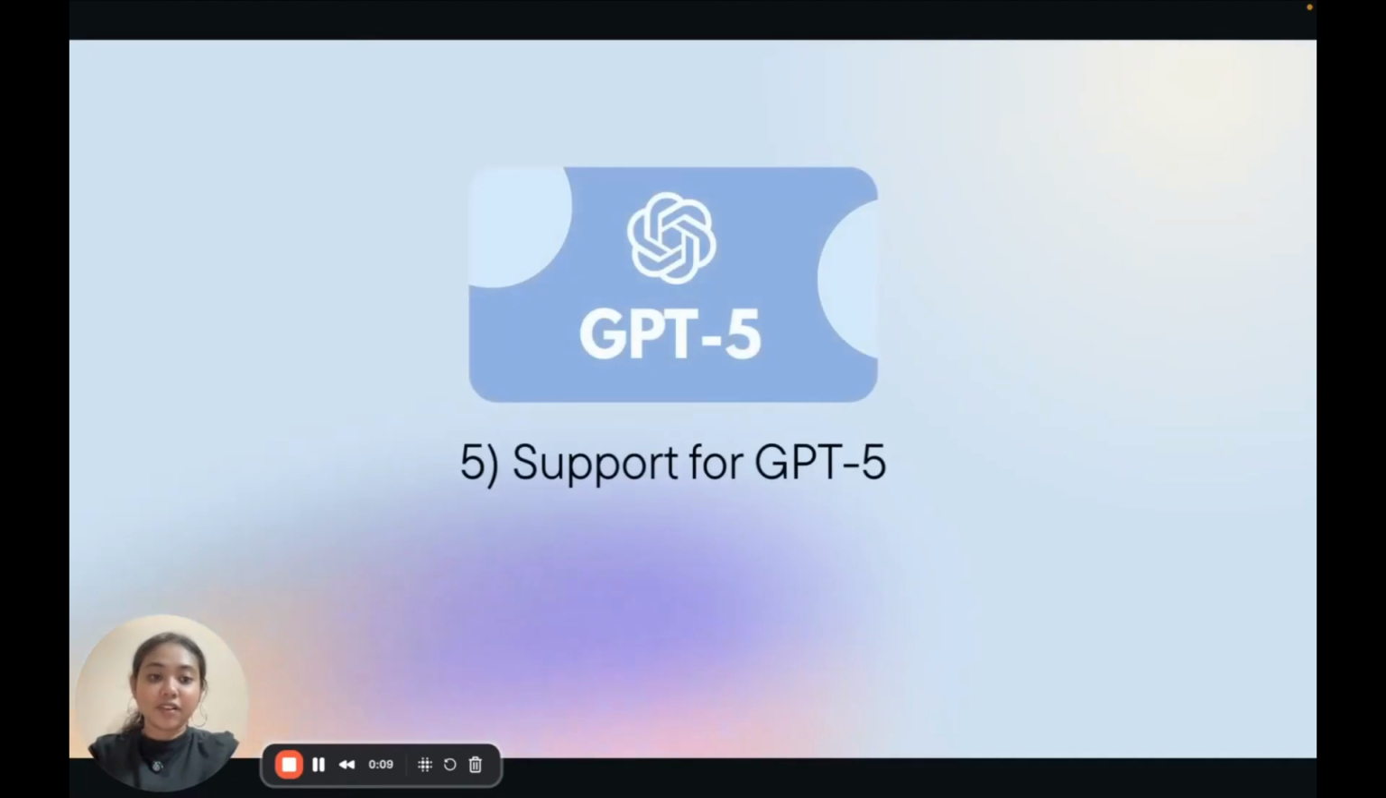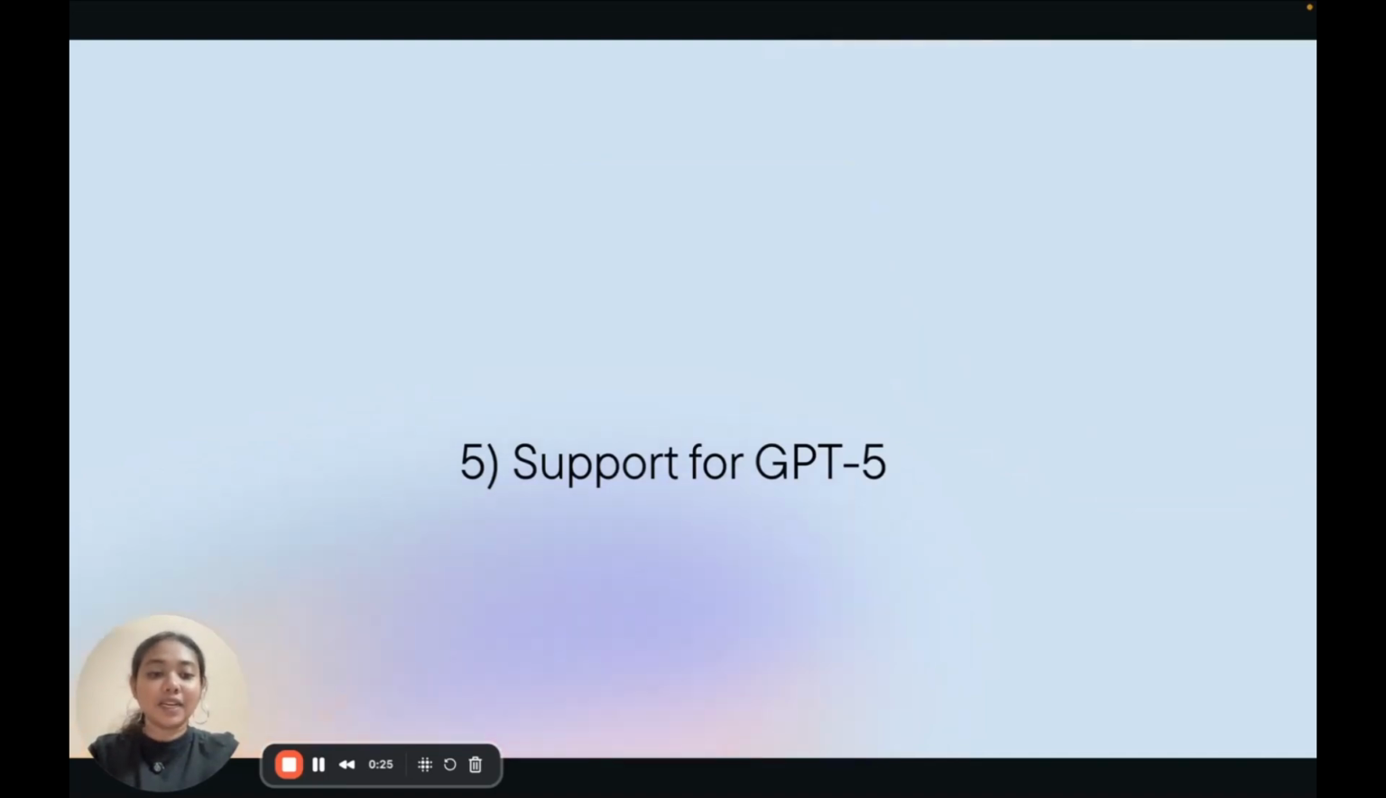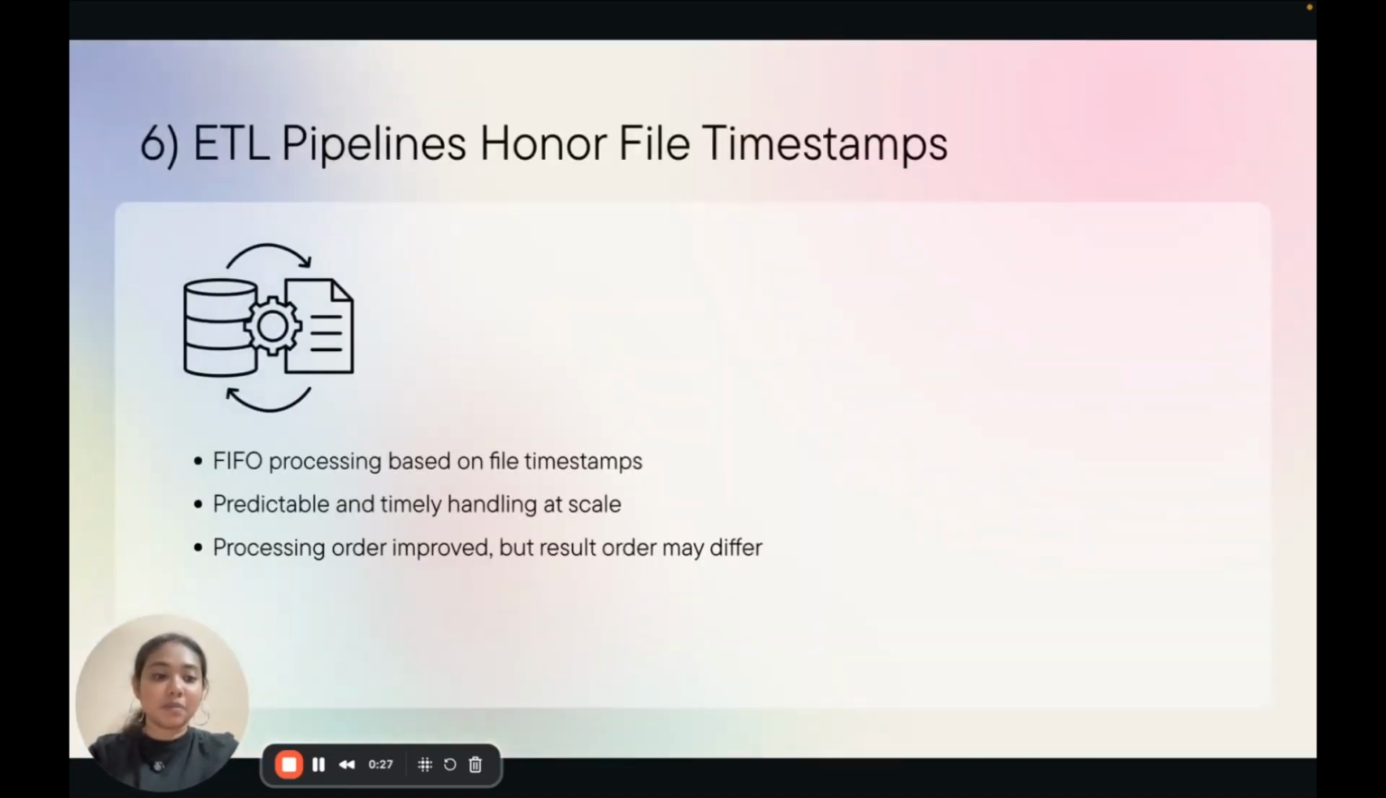Update number 5, support for GPT-5. GPT-5 is now supported in Unstract. This new model delivers stronger performance for document structuring and extraction tasks, and several customers are already using it in production with great results. Update number 6, ETL pipelines now honor file timestamps.